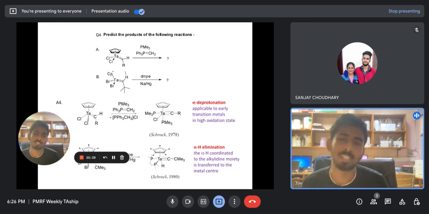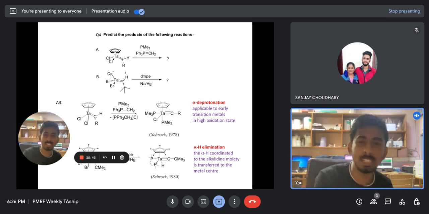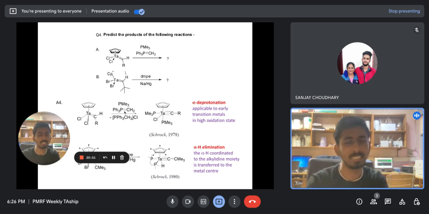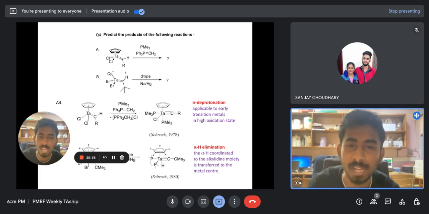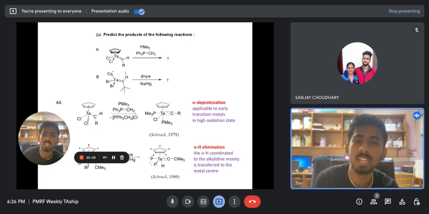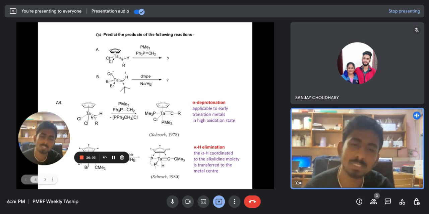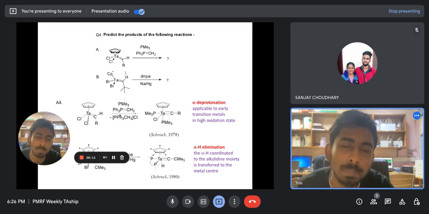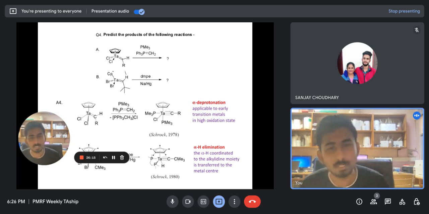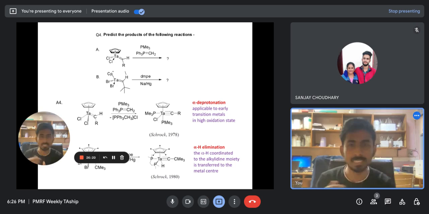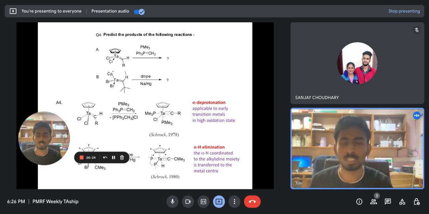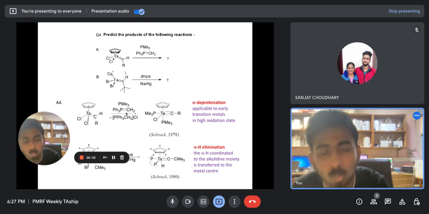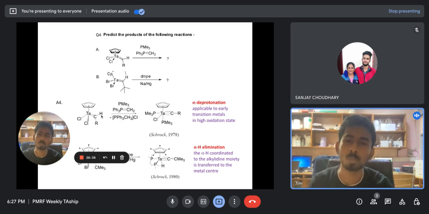So we'll come to them one by one. In the first case, let's see what happens. The Cp2TaCl2 double bond CHR is treated with this PMe3, a 2-electron donor monodentate ligand, and also this Wittig's reagent is there, Ph3P double bond CH2, which is nothing but a phosphonium ylide. So here you can see this is an alpha proton, because this carbon is alpha to this tantalum center. Also, this Ph3P double bond CH2 is a Wittig's reagent. I have already shown in the previous slide that Ph3P double bond CH2 remains in its resonance form Ph3P plus CH2 minus. So the carbon has a significant amount of carbanionic character, or is a Lewis base. Now this Lewis base will be able to detach this Lewis acidic alpha proton from this complex.